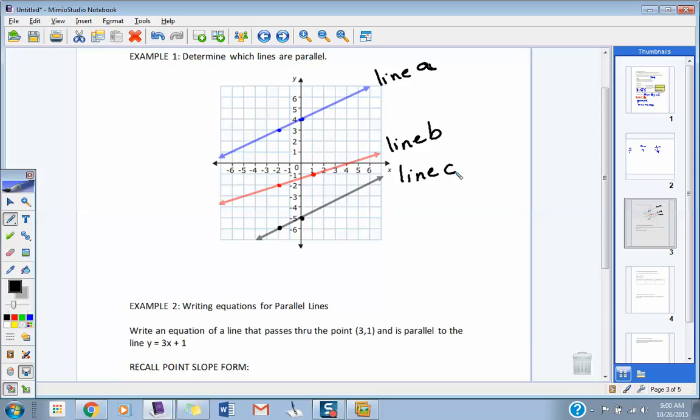It says determine which lines are parallel. Which two lines would be parallel of the three? Thoughts on this? Which lines are going to be parallel? I heard somebody say something. Kelly? A and C. Why are you saying A and C, kiddo? So when you say they have the same points, they're just a different order. What do you mean by that?